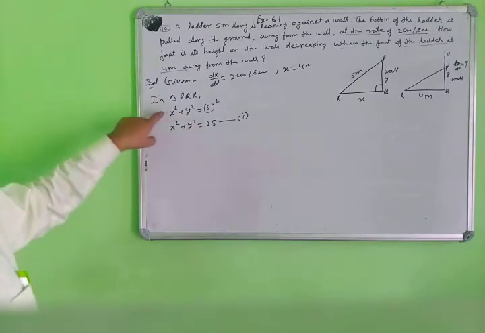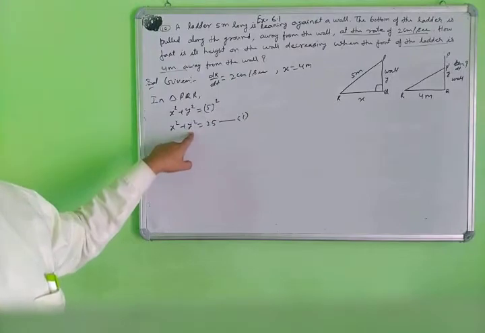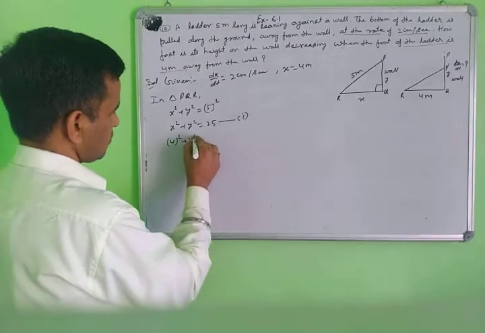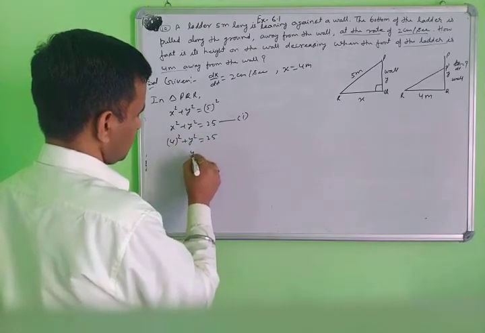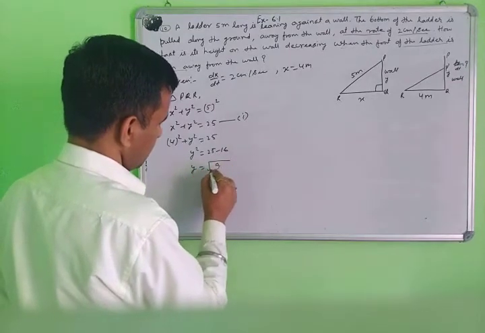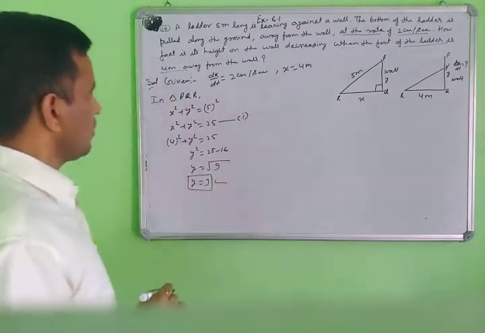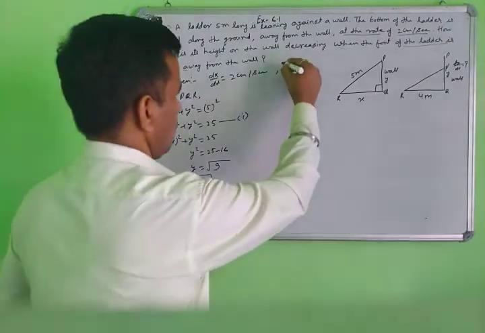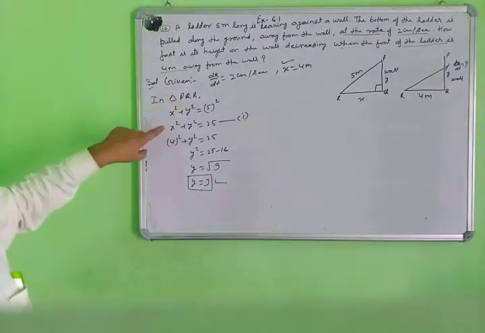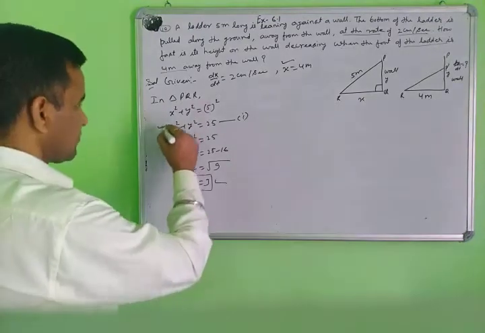Now converting equation first. When you put the value of x here, you will get the value of y. X square plus y square equals 25, so y square equals 25 minus 16, so y square equals 9, y equals 3. When we put the value of x as 4, we get the value of y as 3.